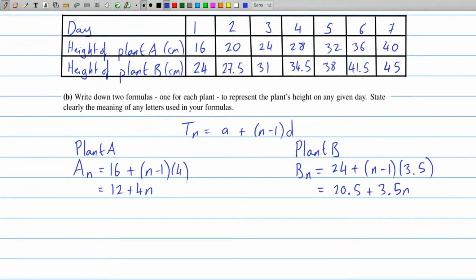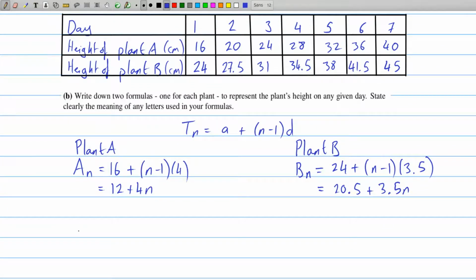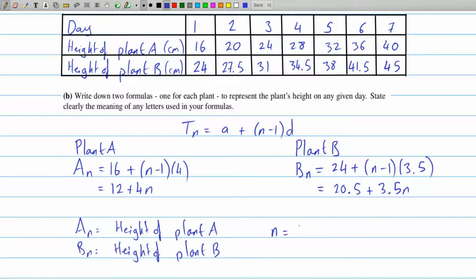And I suppose we should just clarify what we mean by each of these. So an equals height of plant A. Bn is height of plant B. And n is the day number, we'll call it.